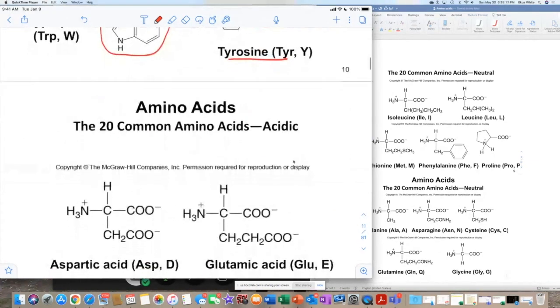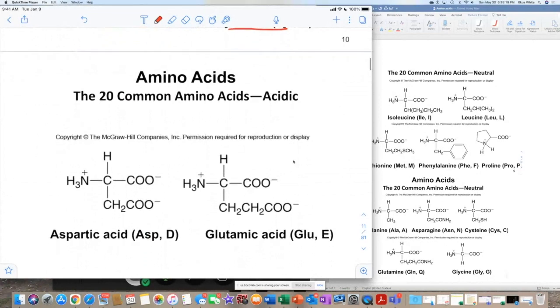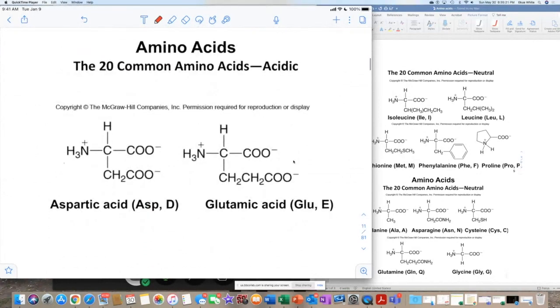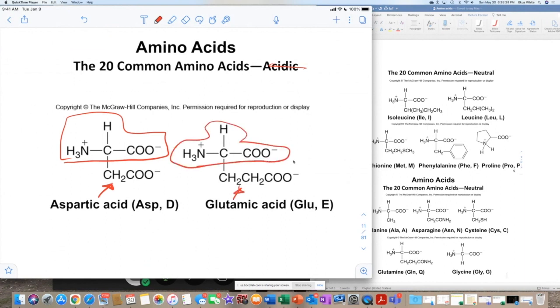So now we're moving on to the ones that are acidic. For the acidic ones, we do have your basic amino acid plus an additional acid side group. So these are called acidic, right? You can see here, basic amino acid plus the additional side group. So they're called aspartic acid and glutamic acid.